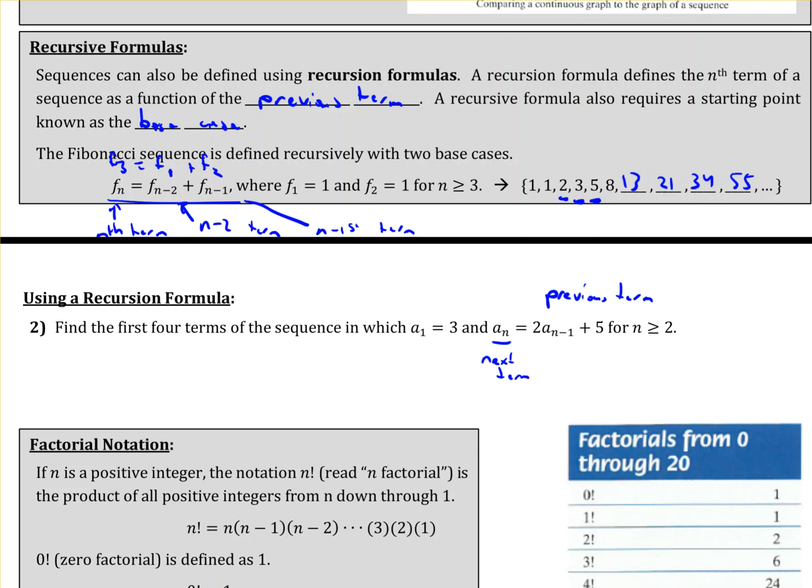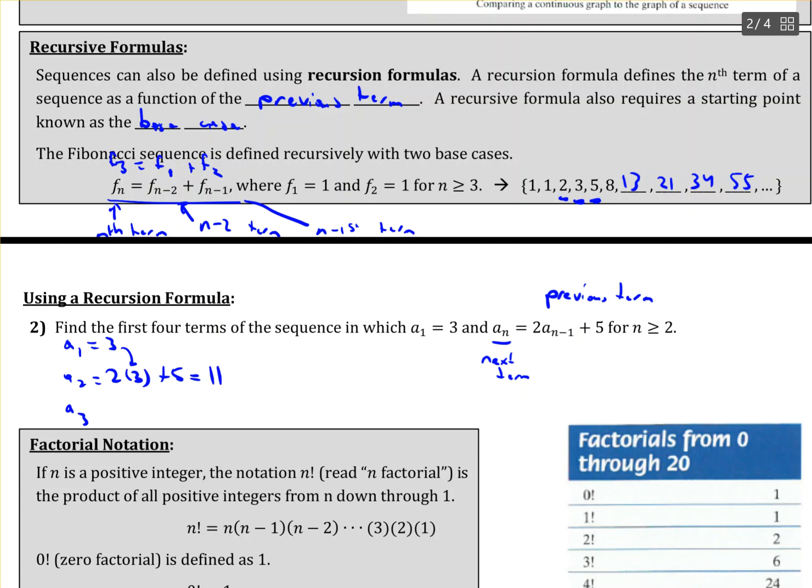So a1 is equal to 3. We've already got that. Well, a2 is going to equal 2 times a sub n minus 1. So that's the previous term. So 2 times the previous term. So it's going to be 2 times 3 plus 5, which gets me 11.